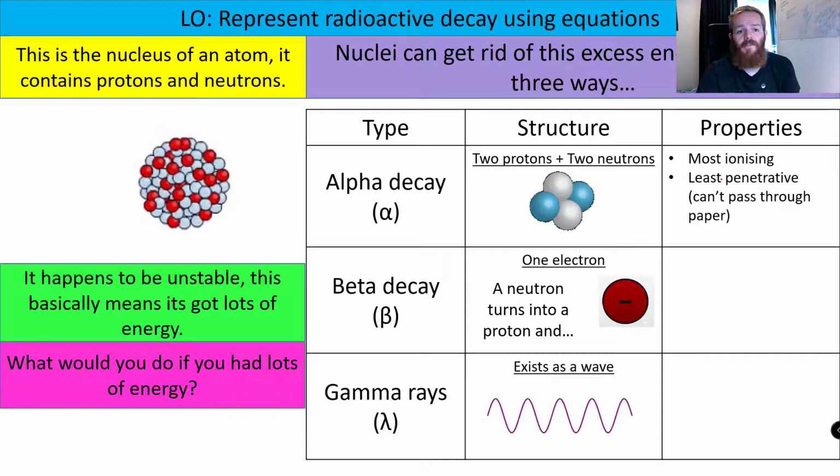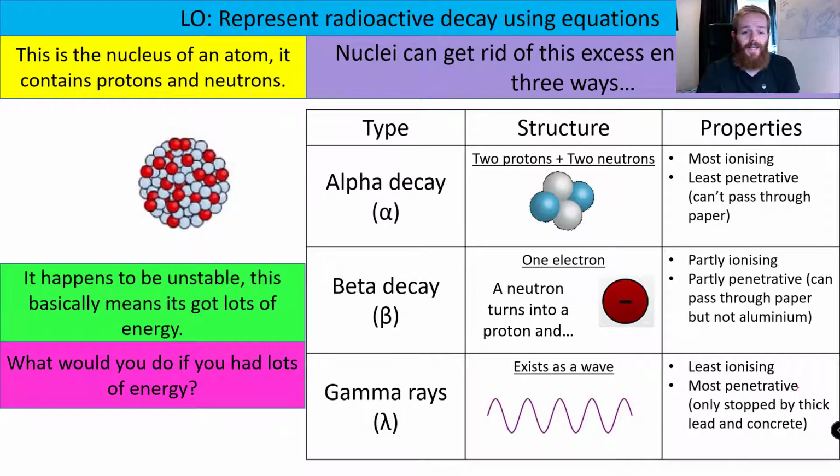Alpha decay is the most ionizing and the least penetrative. Beta decay is partly ionizing and partly penetrative. And then we've got gamma rays, which are the least ionizing, but by far the most penetrative. They can only really be stopped by really thick lead and really thick concrete. So later on, when I refer you back to the structure sheet, this is what I'm talking about. I literally mean the structure, what is being emitted.